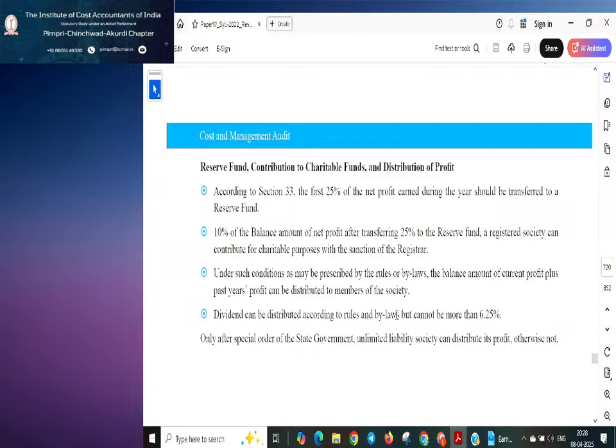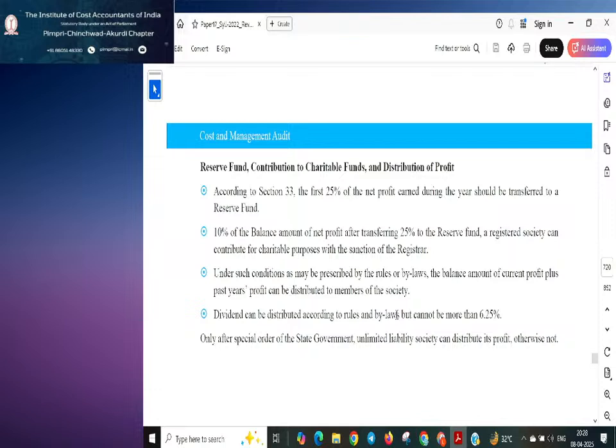10% of the balance amount of net profit after transferring the 25% to the reserve fund, that is 75%, may be contributed, because 25% you have already transferred. A registered society can contribute for charitable purposes, and that too with the sanction of the registrar, under such conditions as may be prescribed by the rules or bylaws. The balance amount of current profit plus past year profits can be distributed to the members of the society.